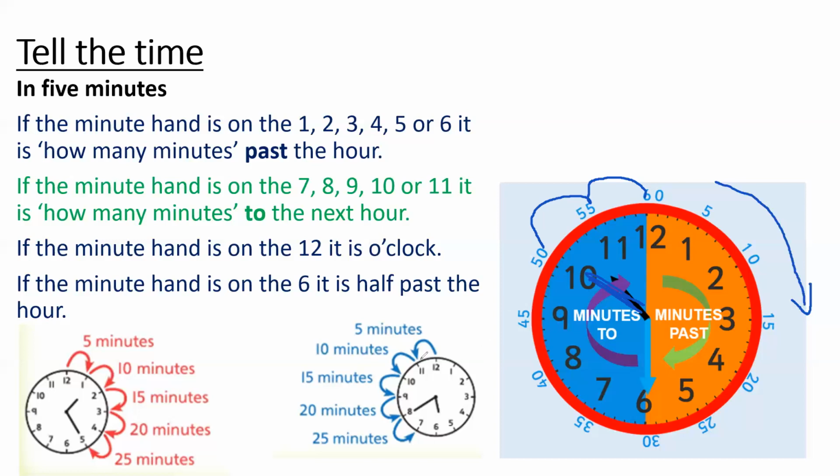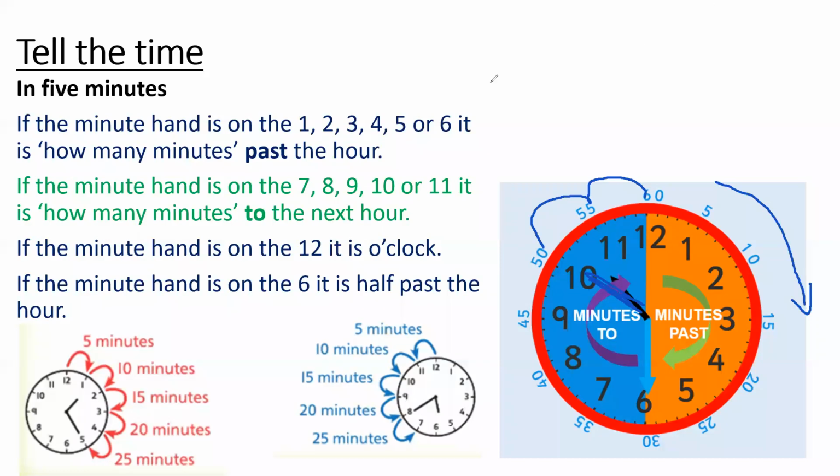And here you can see on this clock that this minute hand is on the 8. So if we have a look here, 5, 10, 15, 20 minutes. That's 20 minutes before it gets to an hour. And the hour hand is between 5 and 6. So it's 20 minutes before it gets to 6. So it's 20 minutes to 6 o'clock.